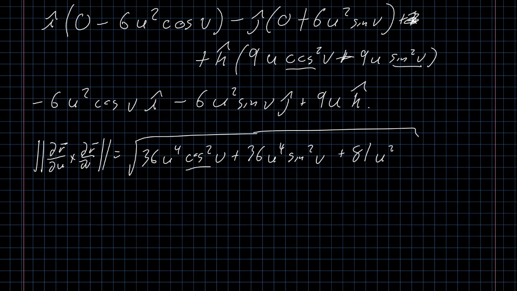And what do you know? Once again, we've got a sine squared, we've got a cosine squared. Adding those things together gives me 1. So I've got here the square root of 36u to the fourth plus 81u squared.